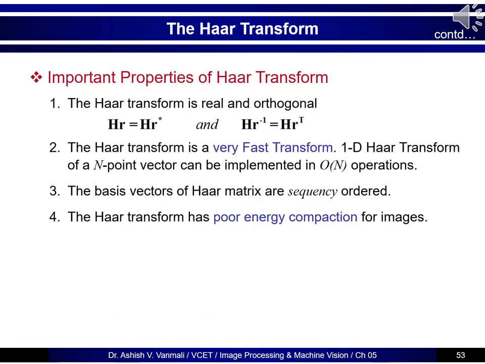Now quickly let's see some important properties of the Hall transform. If we see the transformation matrix, you will find that the transformation matrix is real, so we have HR is the same as HR conjugate. However, it is not symmetric, but of course it is orthogonal, so HR inverse is the same as HR transpose. Also, the Hall transform is a very fast transform. The 1D Hall transform actually has the order of N. If you compare with the other transforms, the order is least when it comes to the Hall transform. As we have seen, the Hall transformation matrix is sequency ordered. In fact, the maximum sequency we get is 2, and of course the Hall transform has poor energy compaction.